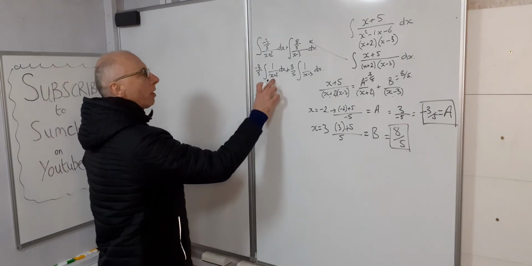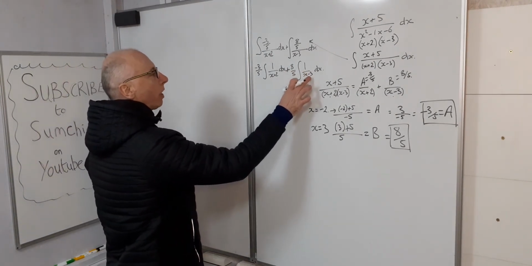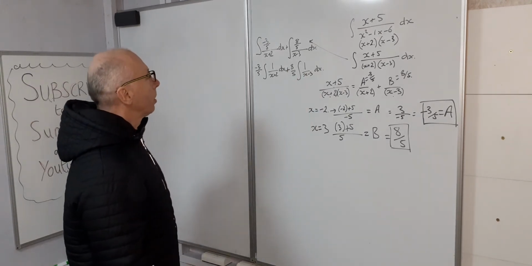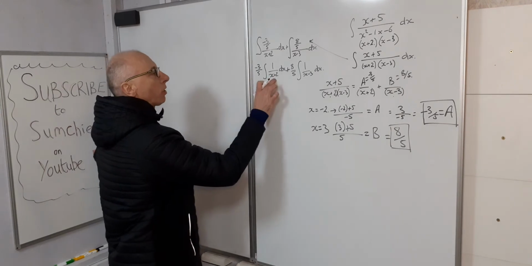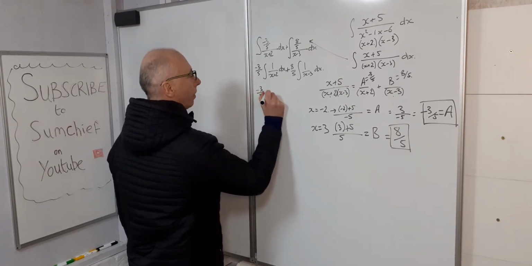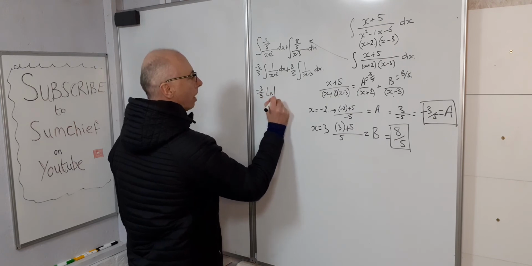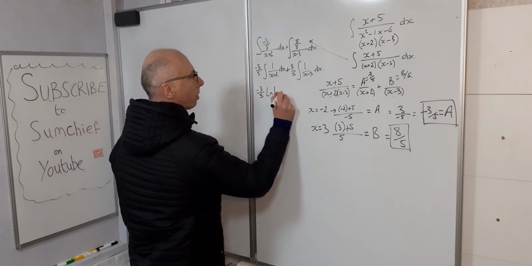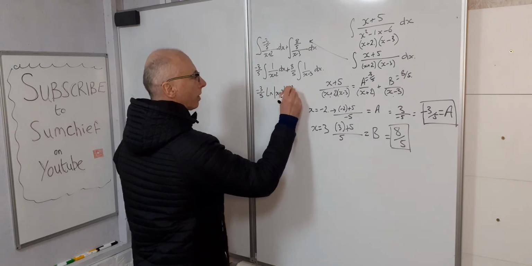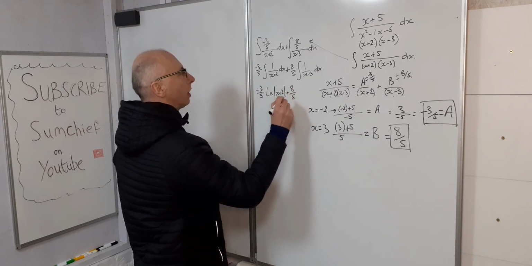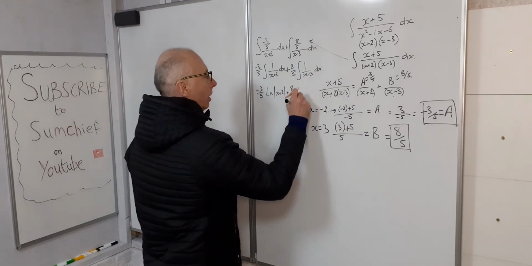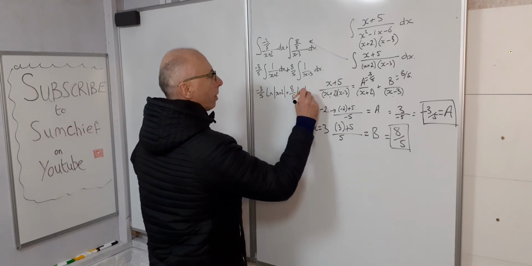So this and this with 1 over a linear term just gives us the natural log, and not forgetting the absolute value. So basically, if you integrate this, we get minus 3 over 5 natural log absolute value x plus 2 plus 8 over 5 natural log absolute value x minus 3.